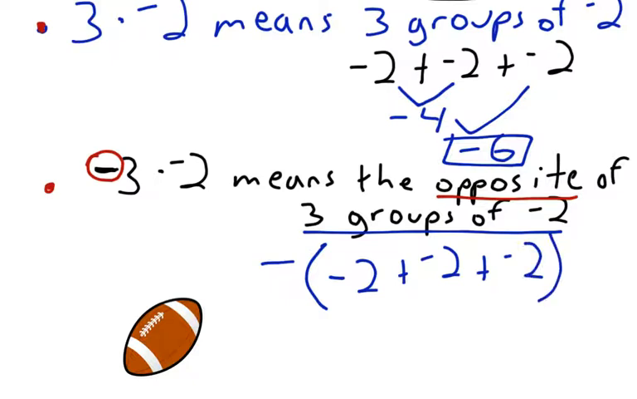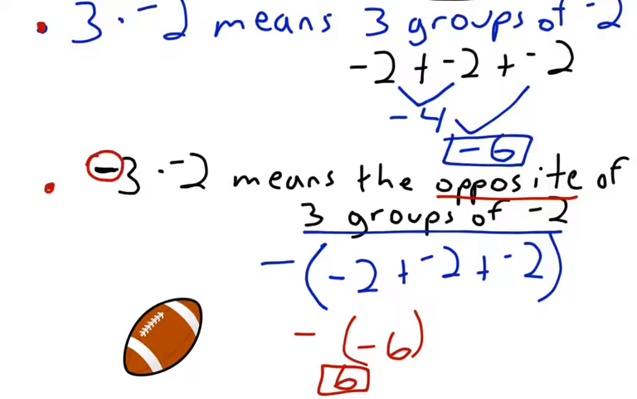Well, we've already done negative 2 plus negative 2 plus negative 2, and we got negative 6. But we haven't taken the opposite of that yet. So what's the opposite of negative 6? Well, you can't have a minus minus, so therefore it's got to be plus 6, or positive 6.